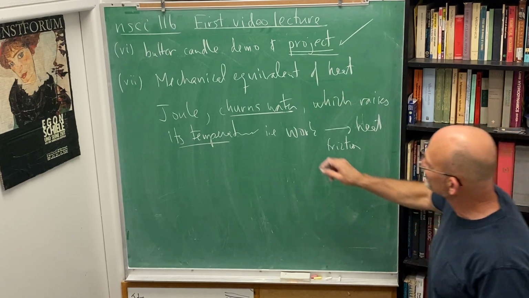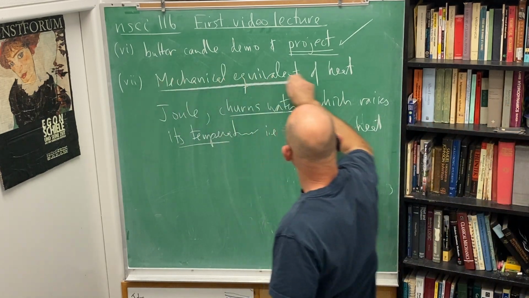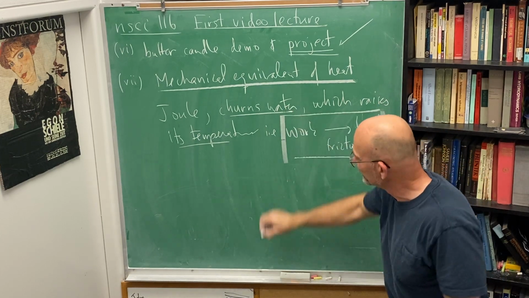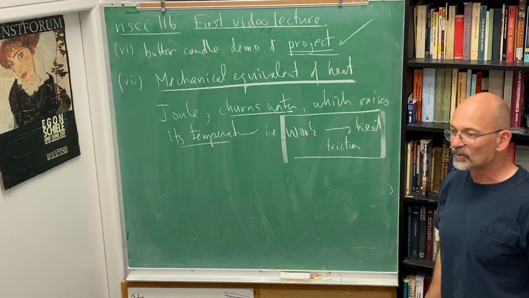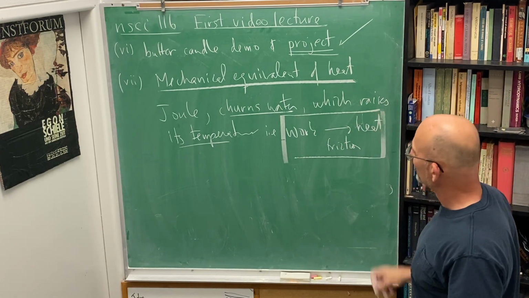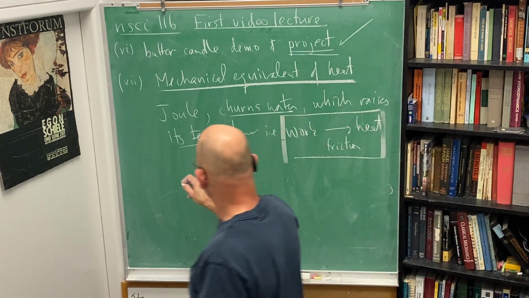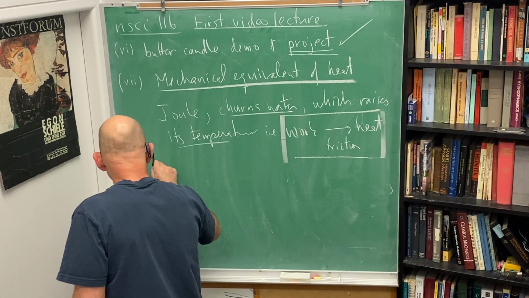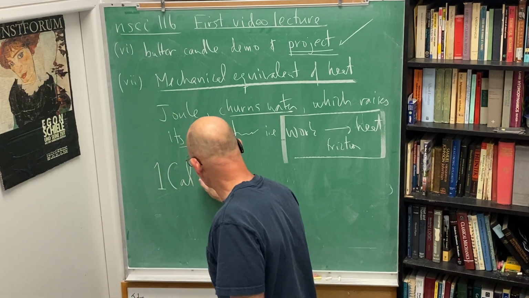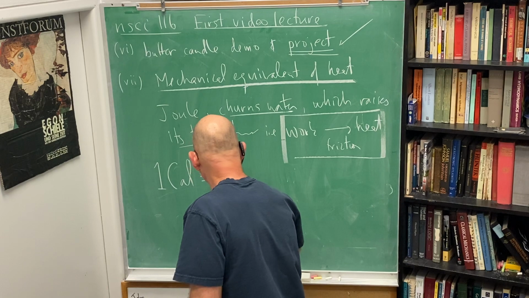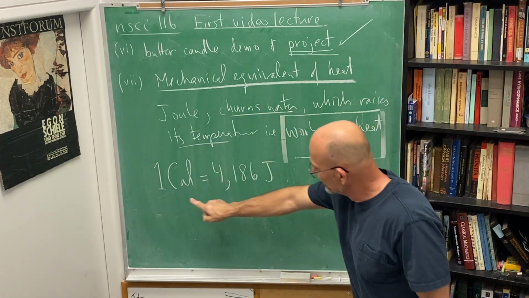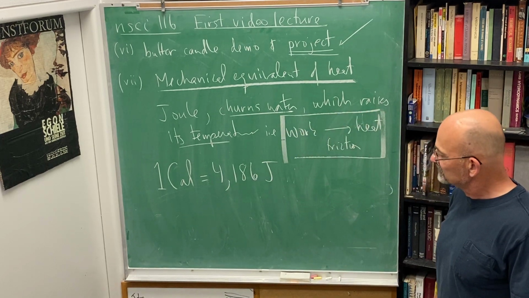So that's what mechanical equivalent of heat is all about. We're turning work into heat just by the definition. In other words, you don't have to burn a candle and heat the water. You can just apply work on the water and heat it up as well. So what Joule finds out is that 1 calorie, by the definition we just have talked about, is equal to 4,186 joules. So heat and work.